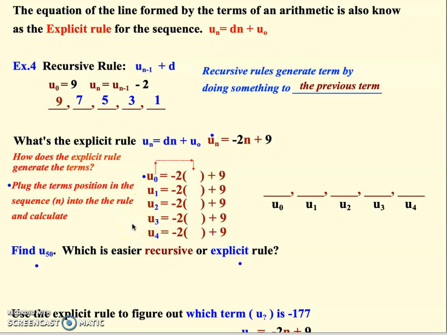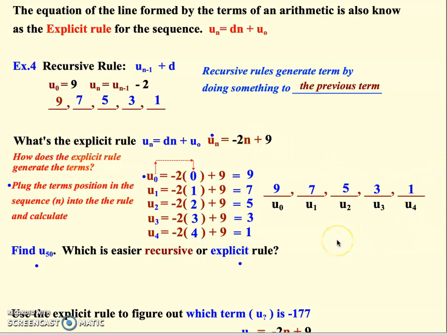So if you want the 0 term, if 0 is the starter term, you actually plug in 0. Well, if you take -2 times 0 plus 9, you get 9, the starter term. You plug in a 1, you get 7, you plug in a 2, you get 5, plug in a 3, plug in a 4. So the way an explicit rule works is you can generate the term by plugging in its position in the sequence. So let's say I want the 100th term in this sequence, I would just plug 100 in right there. -2 times 100 plus 9, there's my 100th term.